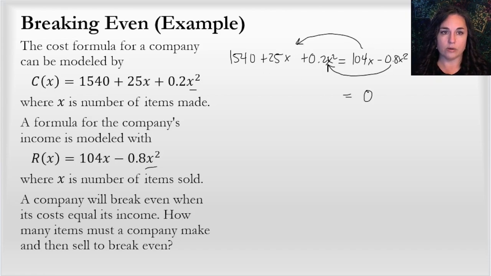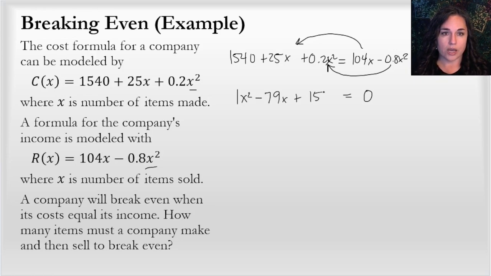That'll leave me a 0 on this side. And I'm going to arrange them from the highest power of x to the smallest power of x. So 0.2 plus 0.8 is a 1x squared. You don't have to put the 1 there, but I wanted to make it explicit for you that it's a 1x squared. We're going to have negative 104 plus 25, which is negative 79x.